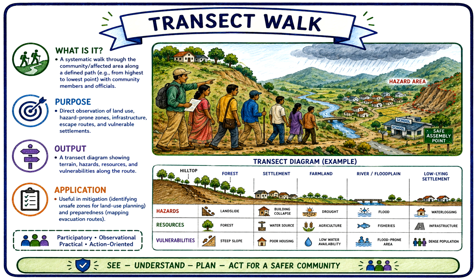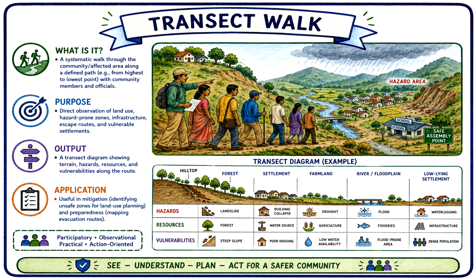Next is transect work. Transect work is a participatory field assessment technique in which community members, local leaders, and officials work together along a planned route across the affected or study area. The objective is to directly observe land use, terrain, natural resources, infrastructure, hazard-prone locations, vulnerable households, and existing community assets.